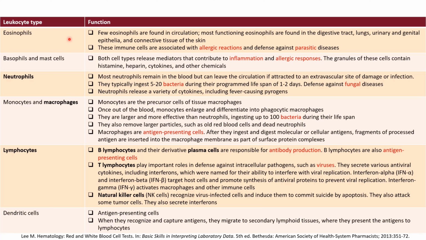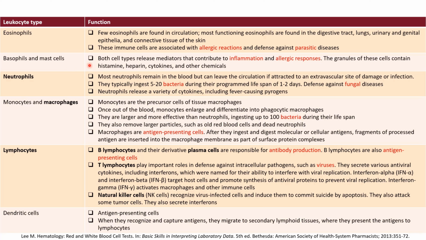Now here are some more details about the function of each leukocyte type. In general, eosinophils have a role in allergic reactions, including allergic reaction to antimicrobial agents. They also have a role in fighting parasitic infections.